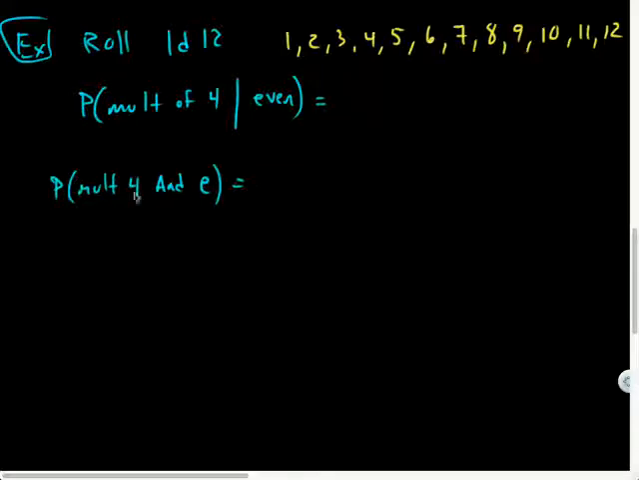So first of all, how many of these are multiples of 4 and even? 4 is a multiple of 4 and even. 8 is a multiple of 4 and even. And 12 is a multiple of 4 and even. So the probability of both of those occurring is 3 out of 12.